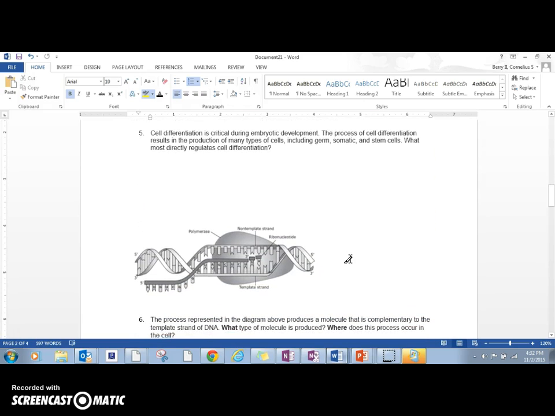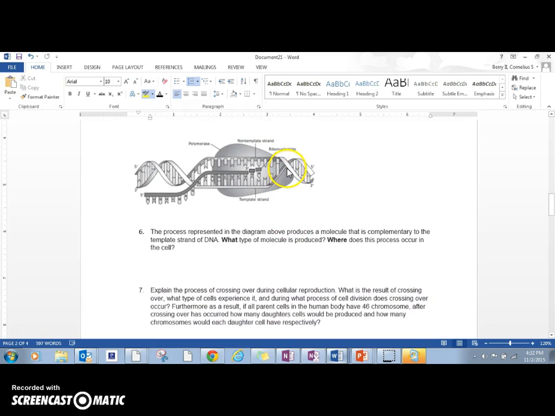All right, moving on to question number 5. Question 5 says, cell differentiation is critical during embryonic development. The process of cell differentiation results in the production of many types of cells, including germ, somatic, and stem cells. What most directly regulates cell differentiation? This is all background information. Important, yes, but not necessarily important to answering the question. What I would highlight is this right here: what most directly regulates cell differentiation?